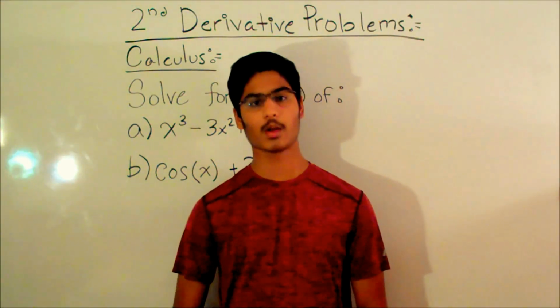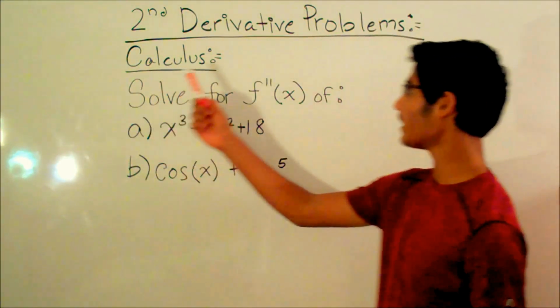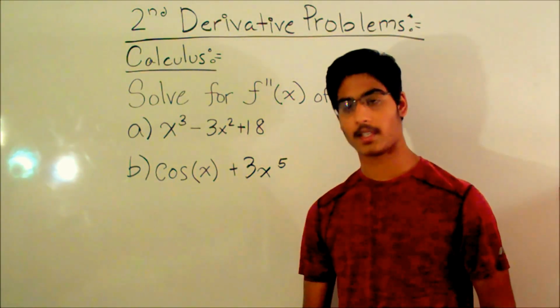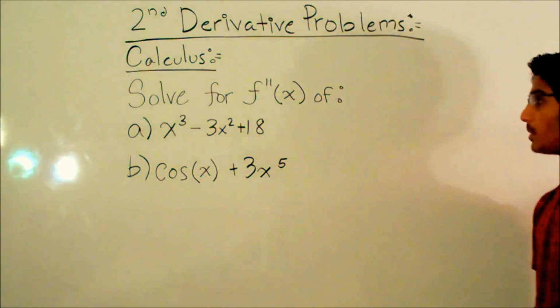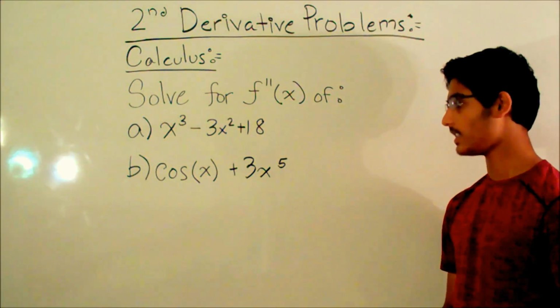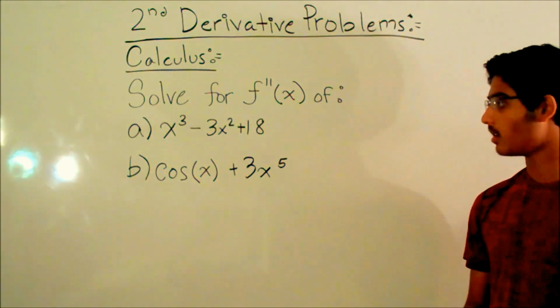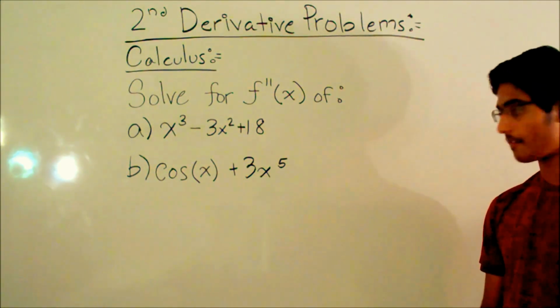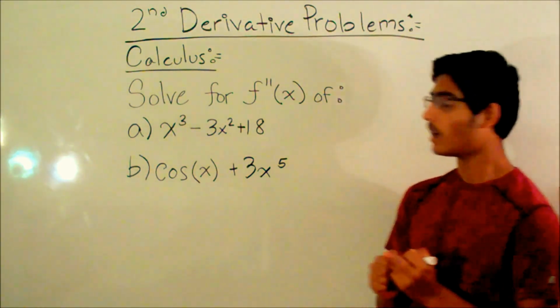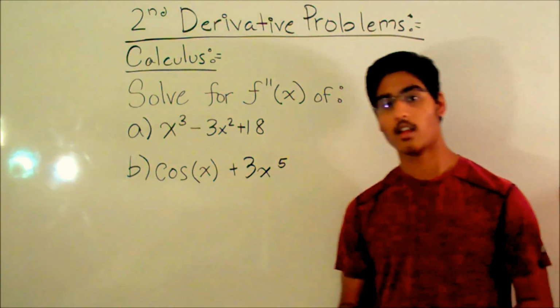Hi! Today we're going to learn about second derivative problems in calculus. Let's say we have a problem like this. Solve for f double prime of a, x cubed minus 3x squared plus 18, and b, cosine of x plus 3x to the fifth.